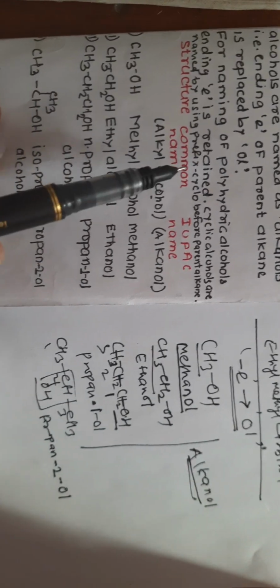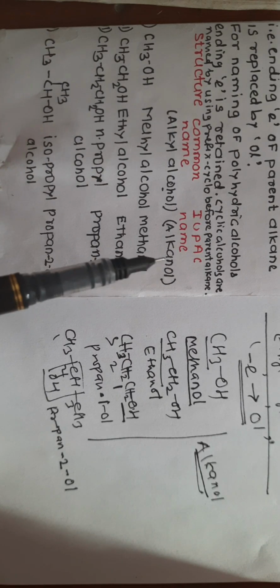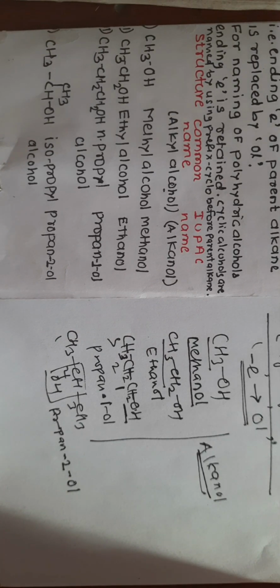Now it is regarding the IUPAC method. Here now, for naming of polyhydric alcohols, the ending E is retained. See here now, for naming of polyhydric alcohols, the ending E is retained. I have taken here some more examples. I will repeat it once again later on. Polyhydric alcohols means those that contain more than one OH group, 2, 3, 4 like this.